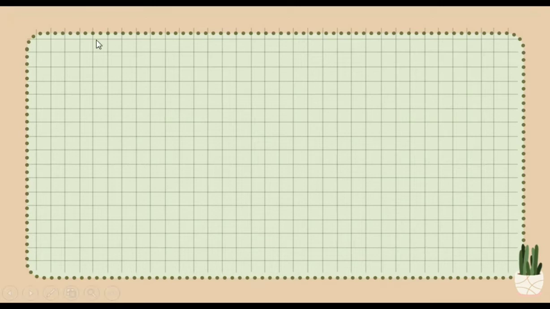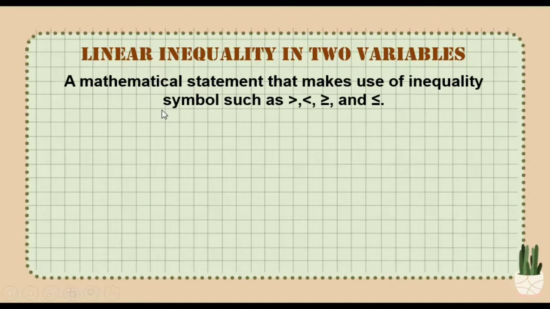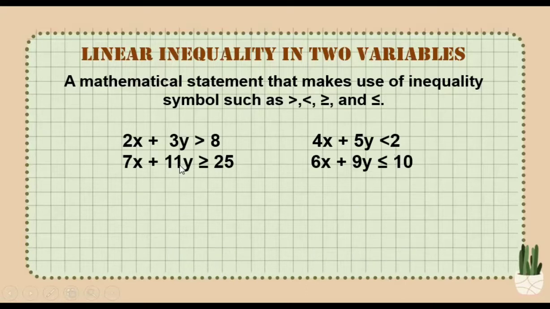What is a linear inequality? Linear inequality in two variables is a mathematical statement that makes use of an inequality symbol such as greater than, less than, greater than or equal to, and less than or equal to. For example, we have the linear inequality 2x plus 3y greater than 8 and 4x plus 5y less than 2. Another example, 7x plus 11y greater than or equal to 25 and 6x plus 9y less than or equal to 10.